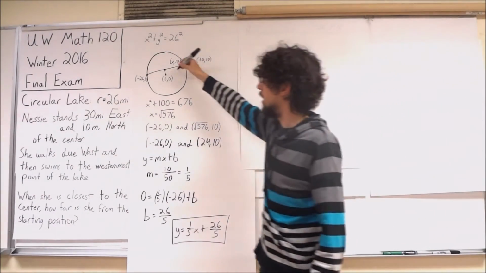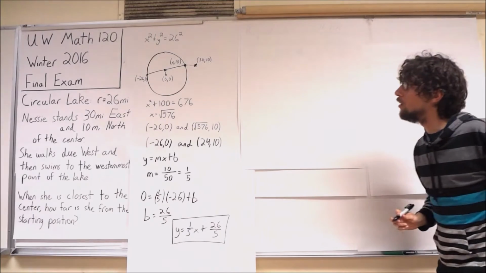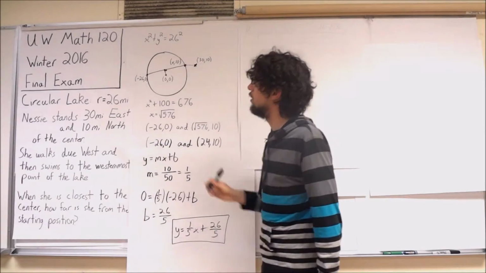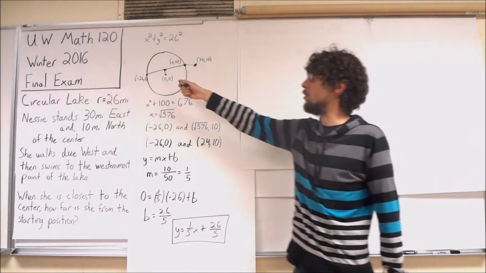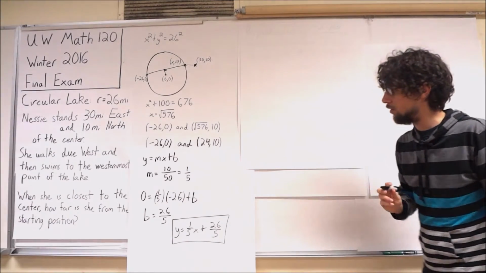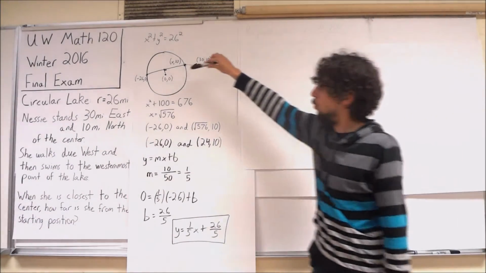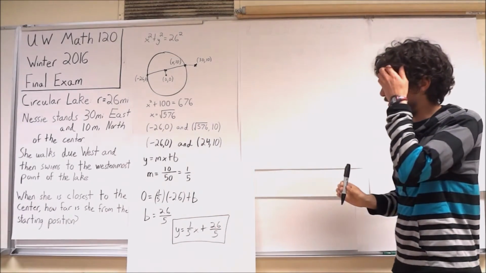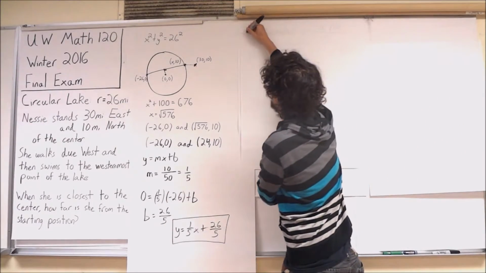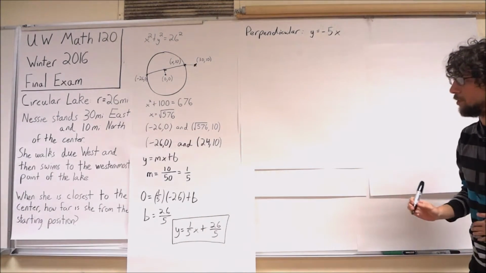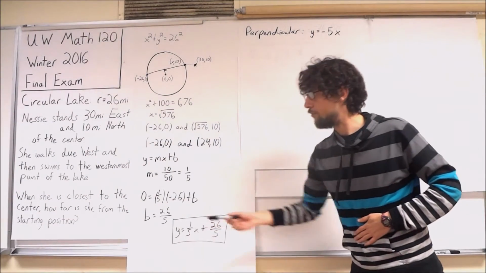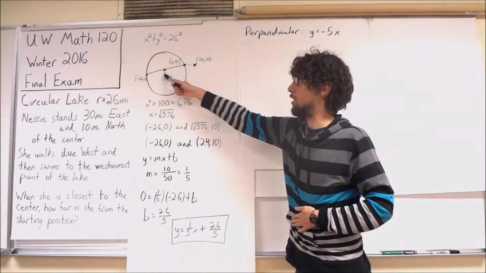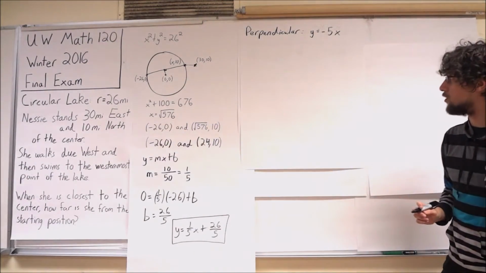So we're interested in identifying this point here. Notice that this point will be on a perpendicular line from the center of the lake out. So we have an equation that models this. Let's write an equation that models this perpendicular. It's actually quite straightforward. The slope of the perpendicular will be the negative reciprocal of this slope, and the y-intercept will be 0 because this perpendicular goes through the origin by construction.